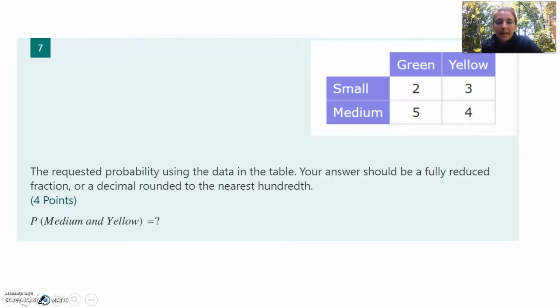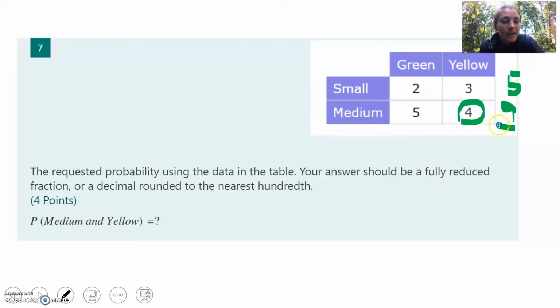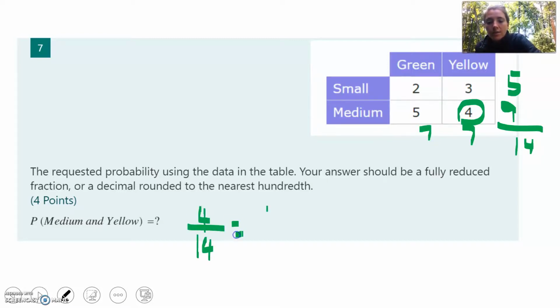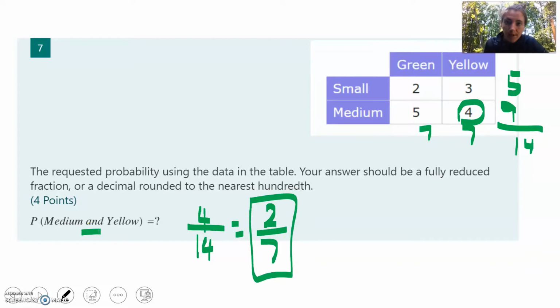Medium and yellow. That's just these 4, okay? Because they are in the overlap of yellow and medium. So once again, all sorts of things going on. Once again, our totals are the same as they were last slide. 5 and 9 makes 14, so does 7 and 7. So medium and yellow is 4 out of 14, which reduces to 2 over 7. And it's just the overlap of 2 categories.